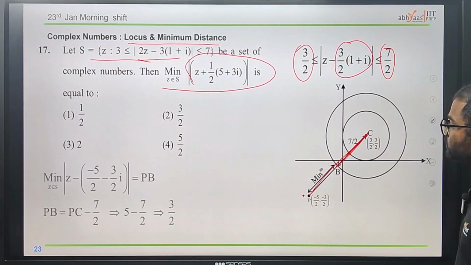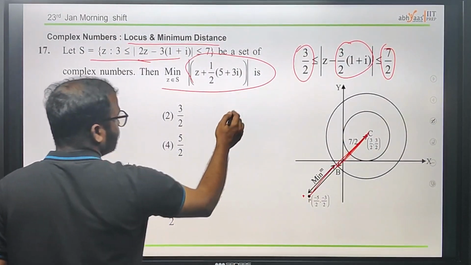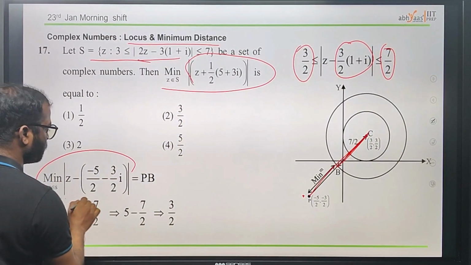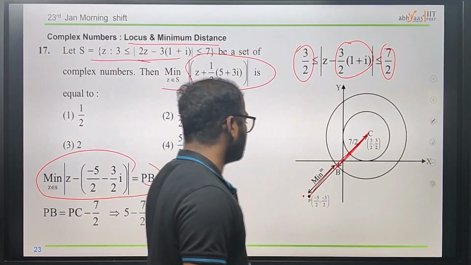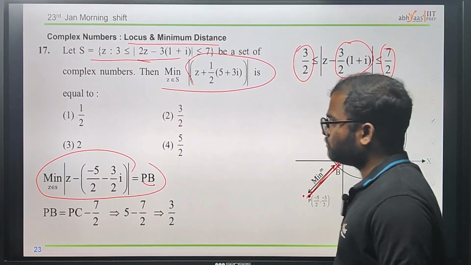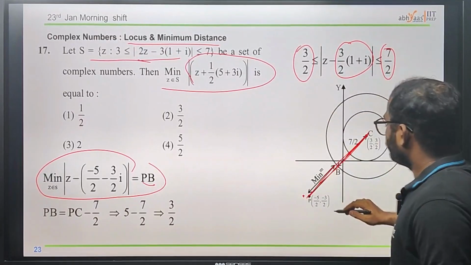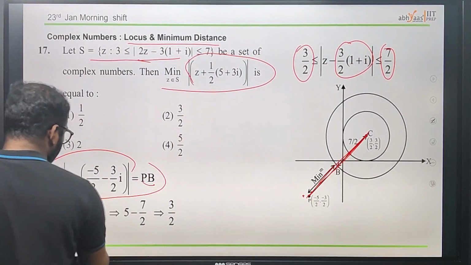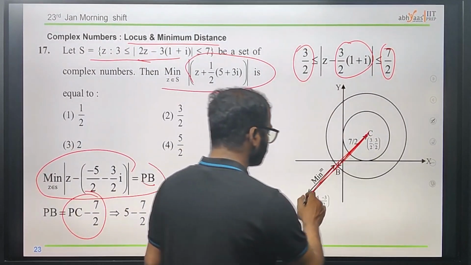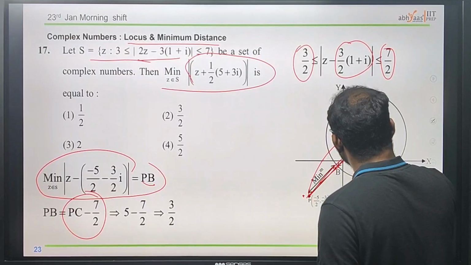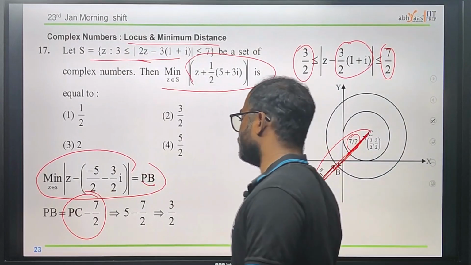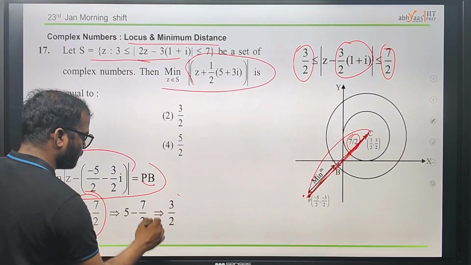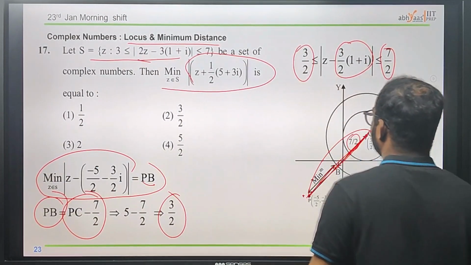Next, for the minimum of those things, we substitute those values. We already have 5 by 2 plus 3 by 2 i, z minus that, which is equal to PB. PB is nothing but this distance, which is 5 by 2 and 3 by 2. This came from here only. Therefore PB is equal to PC minus 7 by 2. I hope you understood what I am writing here. Therefore we got PB, which is 3 by 2.